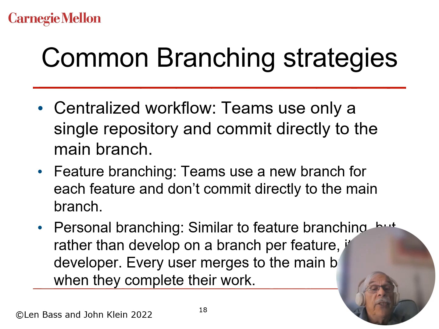So there are several different branching strategies. One is centralized workflows, and the teams use only a single repository. And when they want to make a commit, they commit to the main branch. There's another strategy where teams use a new branch for each feature. And so you would have various branches, and they don't commit to the main branch, they commit to the feature branch, and then they merge it back. Personal branching is roughly the same thing, but instead of having a branch per feature, you might have a branch per developer.